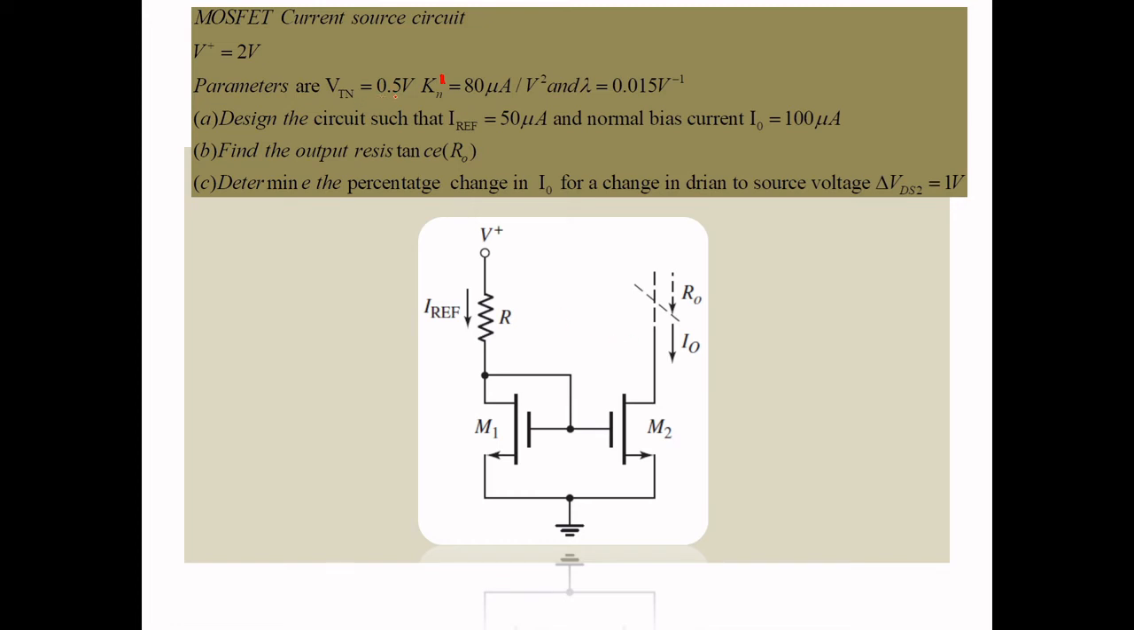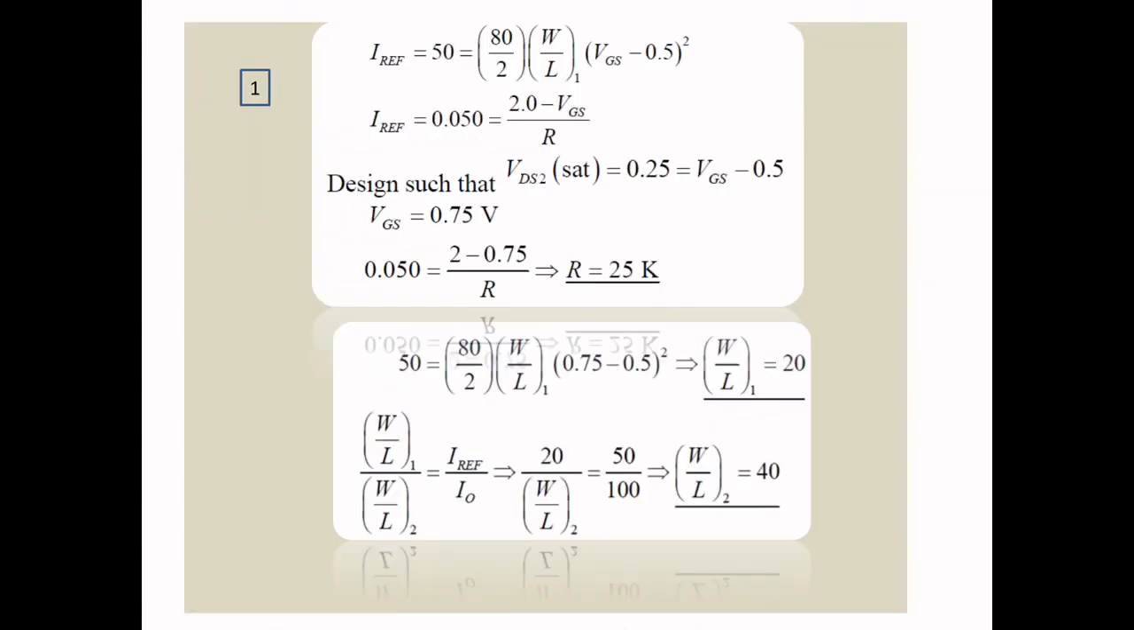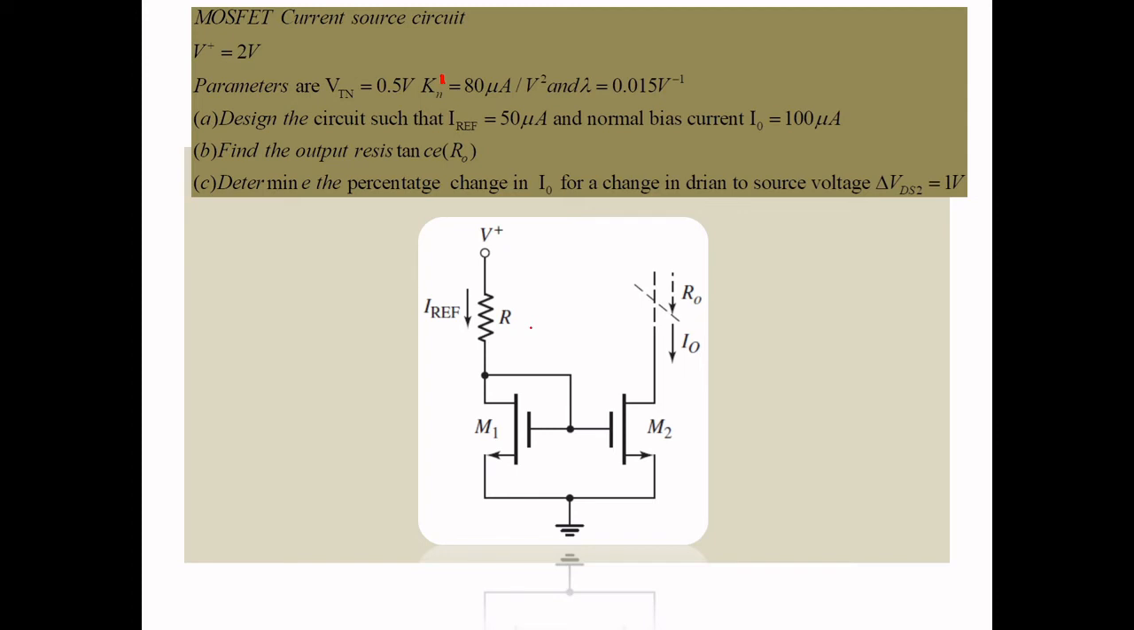The VTN is 0.5, K dash N is 80 microamps, and lambda is 0.015. So I want to find this for the given values. Okay, very simple, we'll proceed further. Question A you can see here. Anyway, I'll just put some points in that.